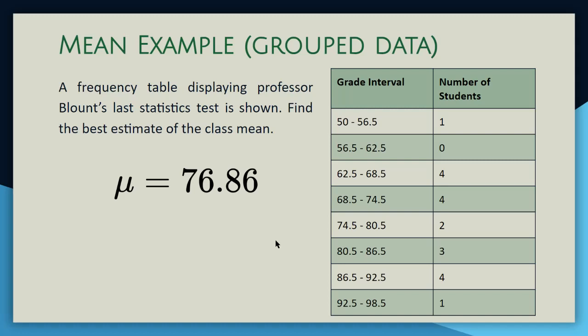You will notice that I used a mu here. I used the symbol for population data. And the reason I did that is they're asking us to find the best estimate of the class mean. And this is the data from the entire class for Professor Blount. If I have all of the data for the group of interest, I just calculated a population value. So this is a mu.